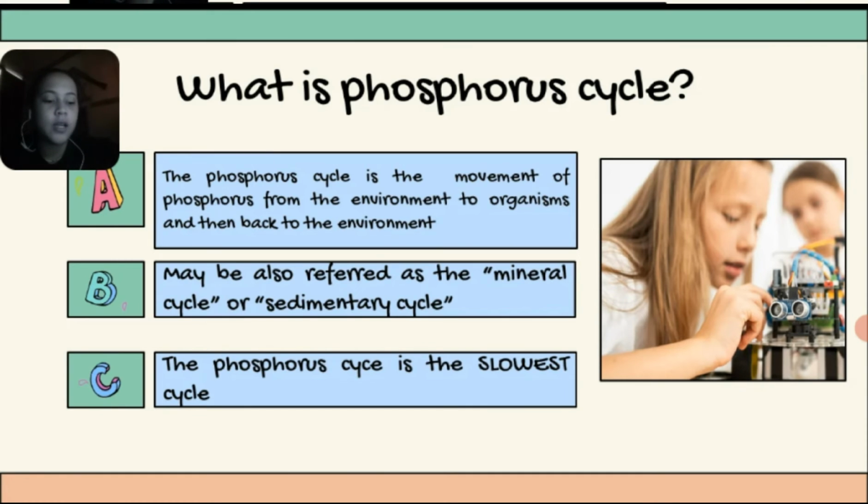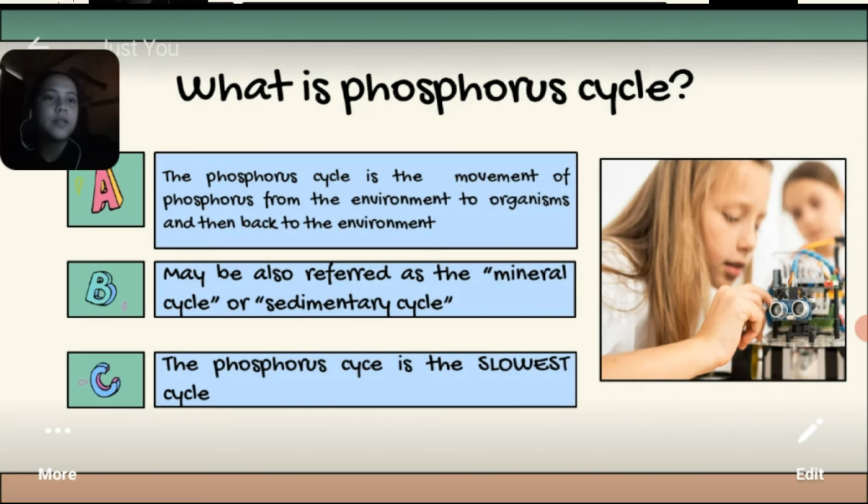according to what I've read, phosphorus can be found in rocks. Then, from the environment to organisms, it means it is taken up by animals, by humans, by plants. And then back again to the environment. Next, the phosphorus cycle is also referred to as the mineral cycle or the sedimentary cycle. Next, according to them, the phosphorus cycle is the slowest cycle.